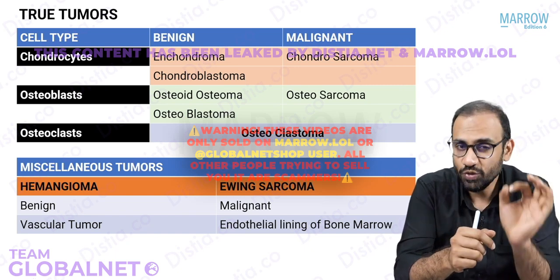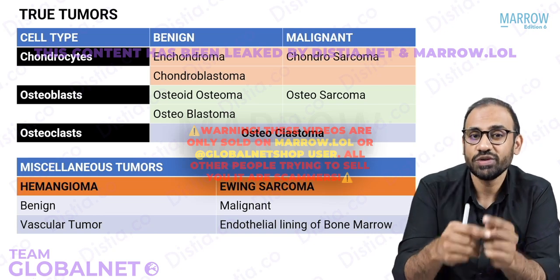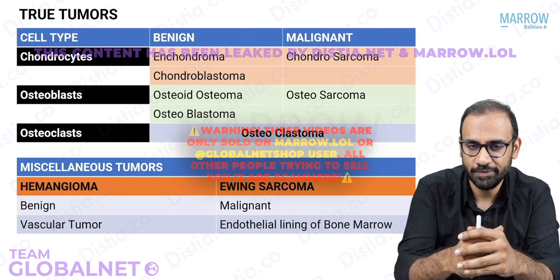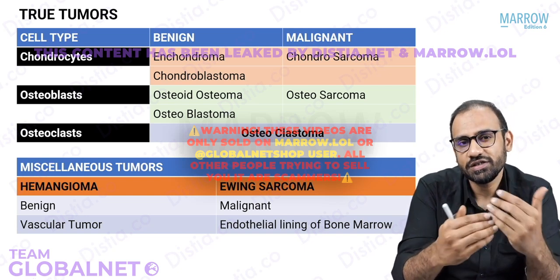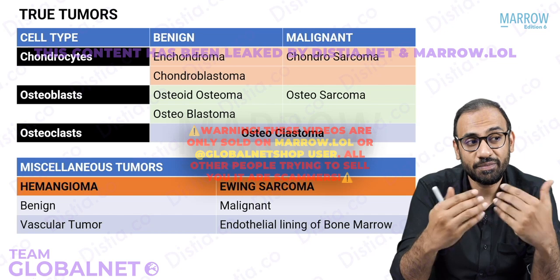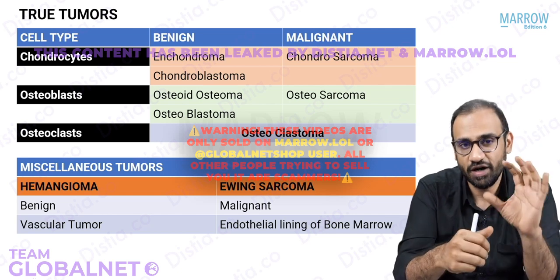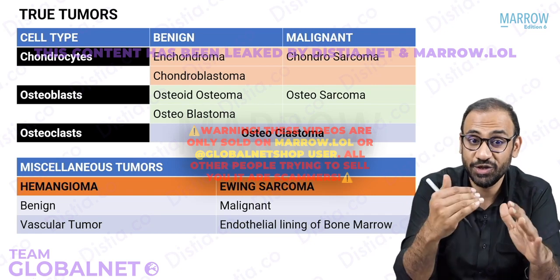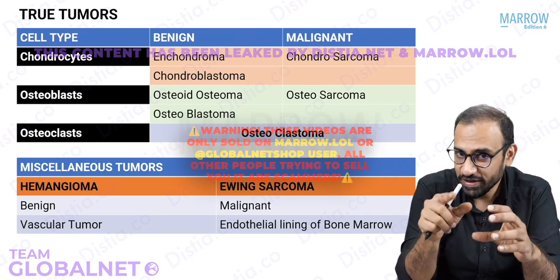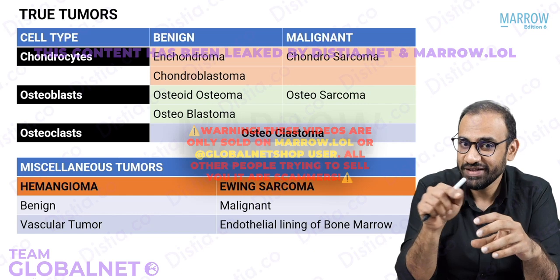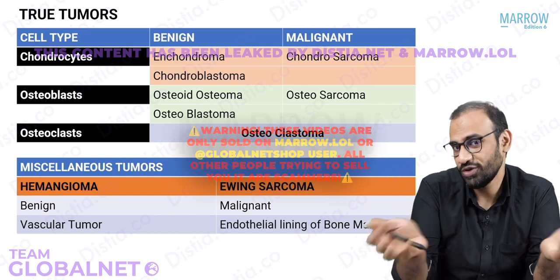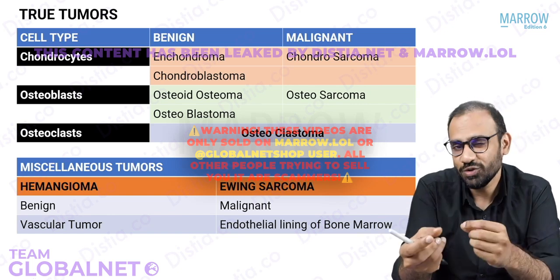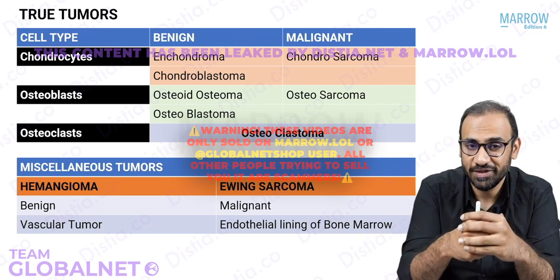Number two, if you know the cell of origin, you will also know the radiological findings. For example, say it's a cartilaginous tumor. What will a cartilaginous tumor look like on X-ray? You see, cartilage is usually not visible on X-ray because it's lucent, it's hazy, it's radiolucent. So if there is a tumor that is cartilaginous, there will be less density in the bone, suggesting that there is cartilage in place of the bone. And because it's a tumor, there will be some amount of calcification here and there.